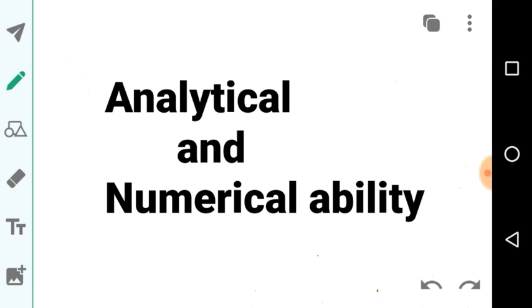Analytical and numerical ability. Analytical ability is the analysis of complex problems which can be broken down into their component parts. Numerical ability covers arithmetic like addition, subtraction, multiplication, division, and simple mathematics like percentages, powers, and fractions. Okay, just concentrate on all of them.